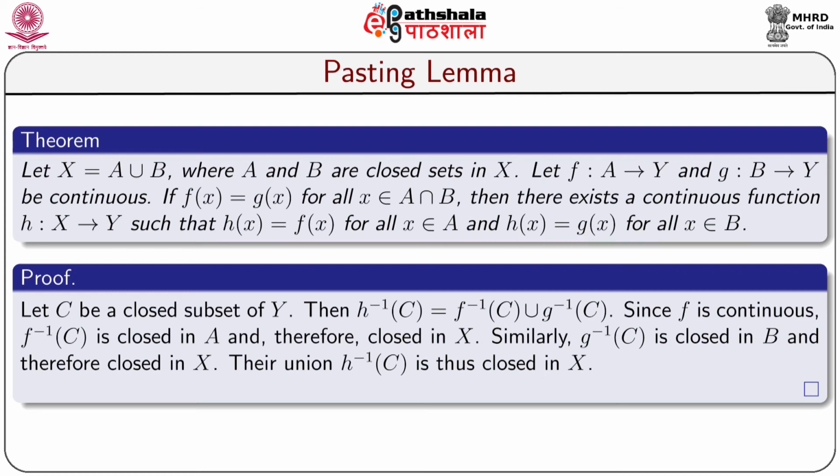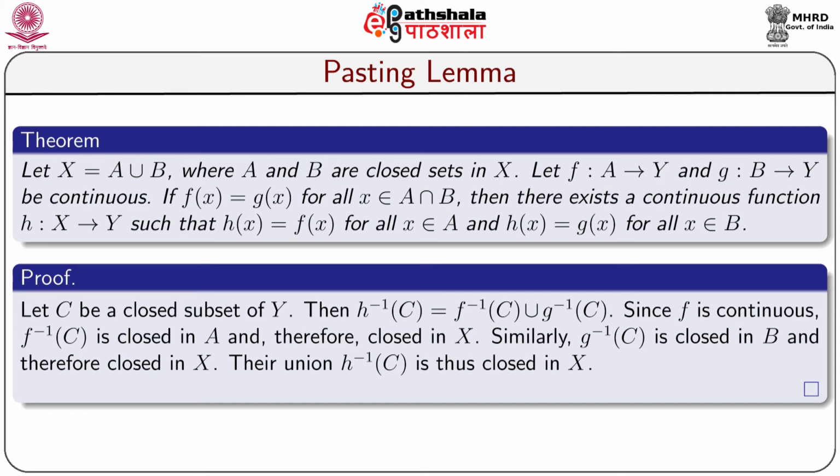Proof: let C be a closed subset of Y, then h inverse of C is equal to f inverse of C union g inverse of C. Since f is continuous, f inverse of C is closed in A and therefore closed in X, as we have considered A as a closed subspace of X.